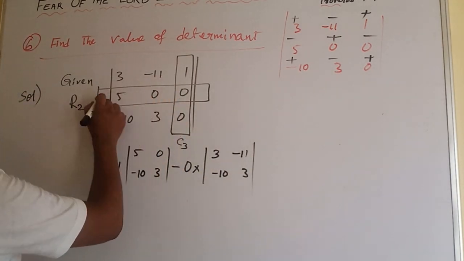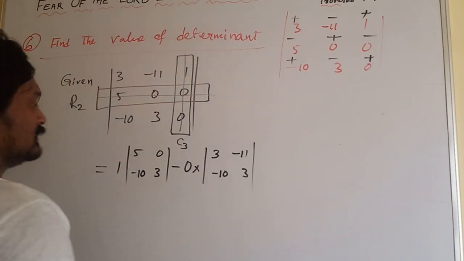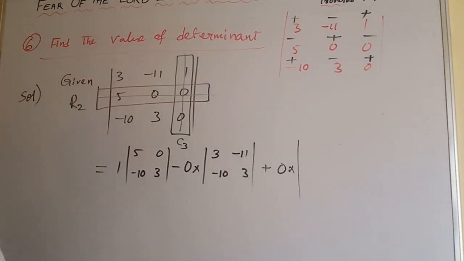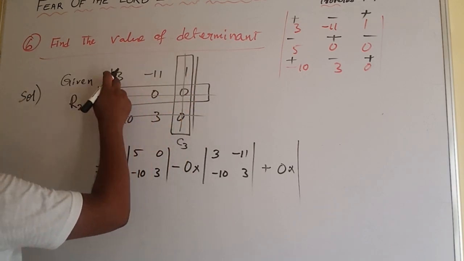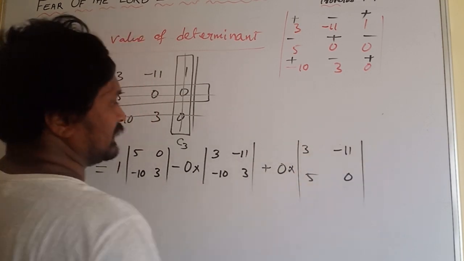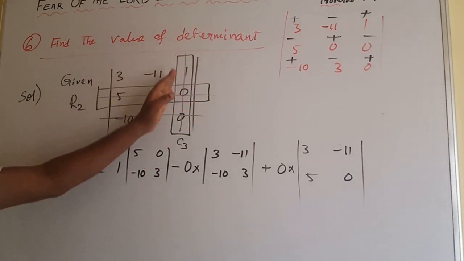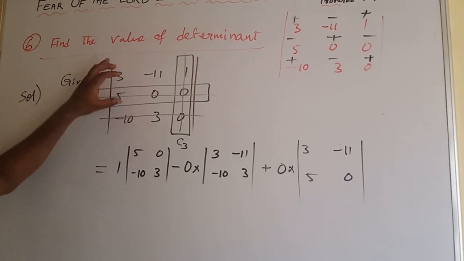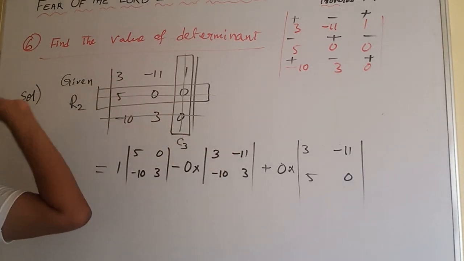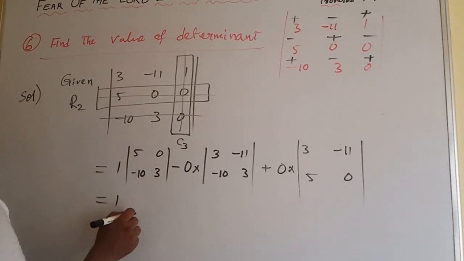Okay, so when you consider this 0, this and this cannot be used, and whichever is left, that you need to write. So next, plus symbol, 0 into, your minor will be here, this and this removed, so that 3 minus 11 5 0. See, the important point here is whichever element you are taking, that row and that column both need to be removed, and whichever elements are left, 4 elements are going to be left, those 4 elements you have to write.